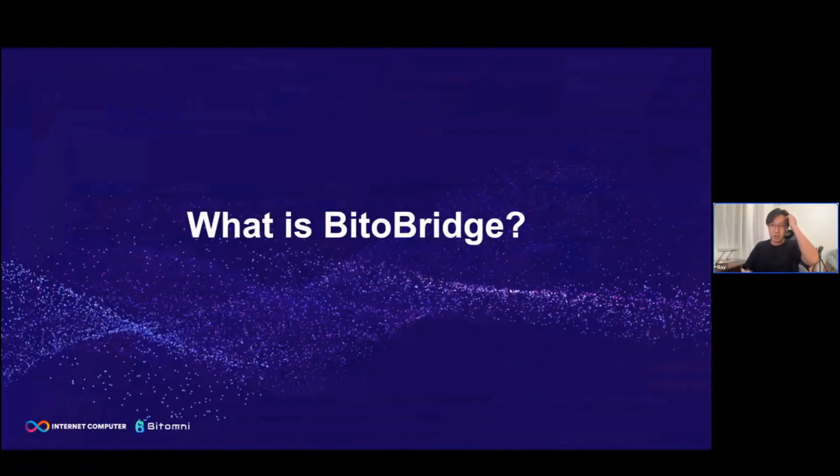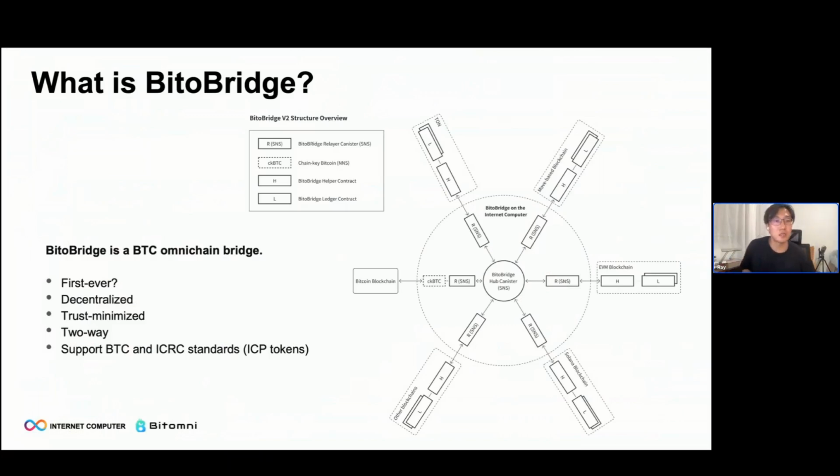So what is BitoBridge? BitoBridge is one of our dApps, so let's get into a little more detail. BitoBridge is a BTC omnichain bridge. As far as I know, it's the first ever, but I might be wrong, so there's a question mark here. Anyway, I take it as the first ever Bitcoin omnichain bridge. It is decentralized and trust-minimized because it is built on ICP. It is also a two-way, bi-directional bridge. It supports Bitcoin and also ICRC standards, which means ICP tokens. For example, if you have CHAT or GHOST, which are ICP tokens, you can also bridge those tokens using our bridge to other blockchain ecosystems.